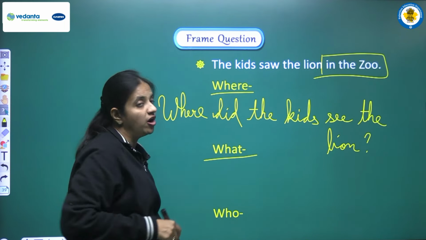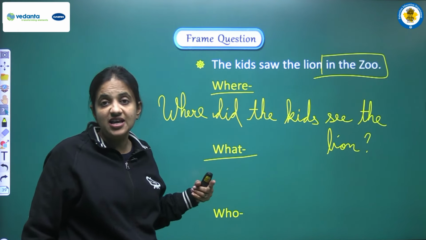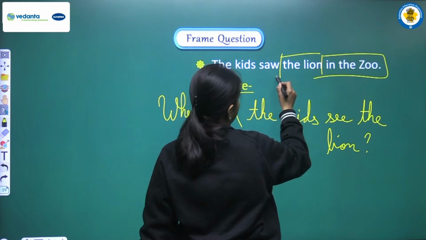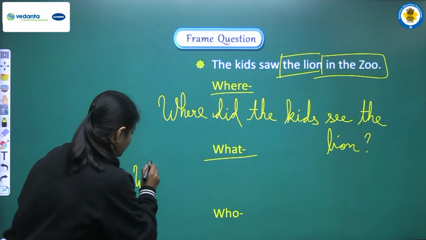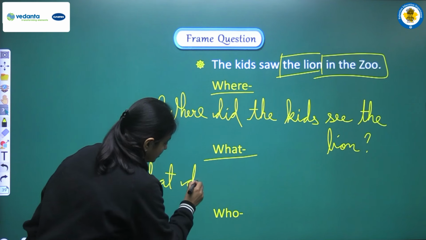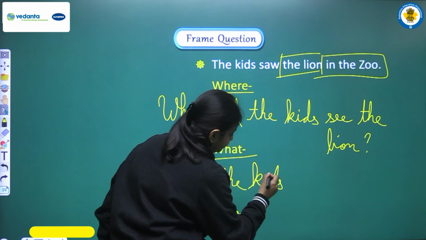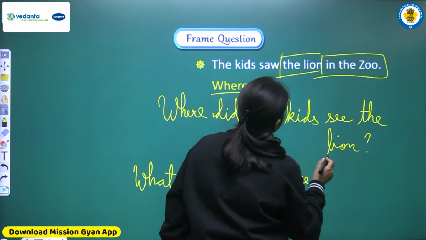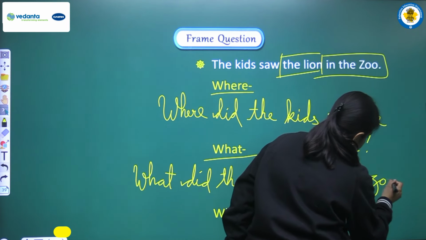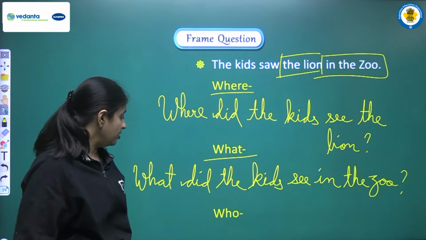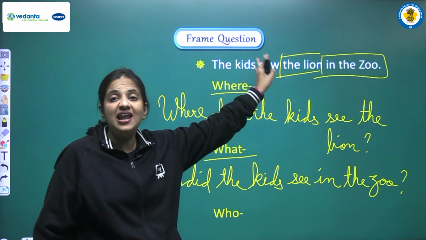Now we have to use what. Answer statement will be the same, but now we have to make a question using what. So what is the answer of what? The answer of what is the lion. So now this time we have to skip the lion. Okay, so let's see how can we make. What did the kids see? First form is see, in the zoo. Now the question will be, what did the kids see in the zoo? So what did they see? They saw the lion. Okay.